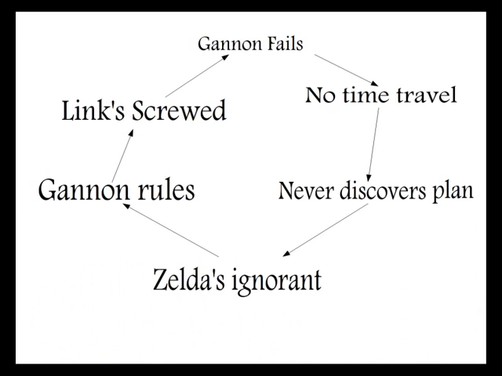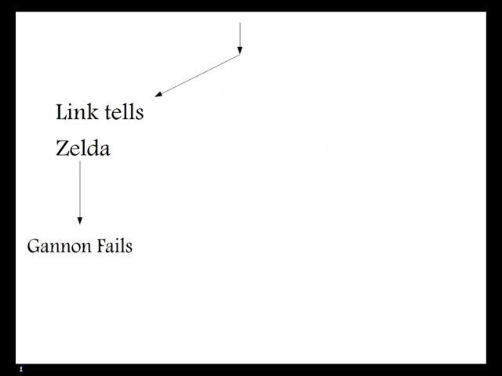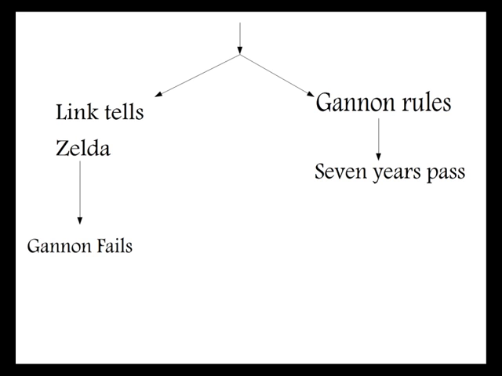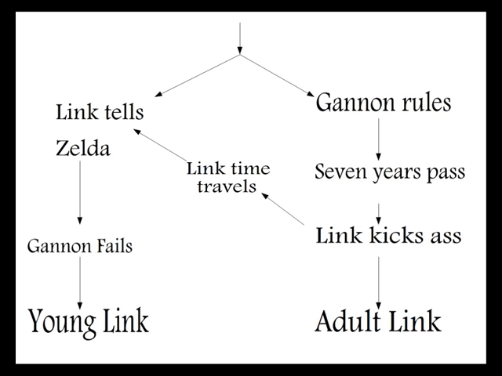You see the problem. To get around this, it's believed that at the end of this game, a split, or an alternate reality of the timeline, is created. In the first, Link tells Zelda of Ganon's plans, stopping them before they start. In the other, Ganon's plan is successful. Link arrives 7 years later, defeats him, and then vanishes, having been sent back to the other timeline by Zelda so that he might have a childhood. These are called the Young Link and Adult Link timelines, respectively.